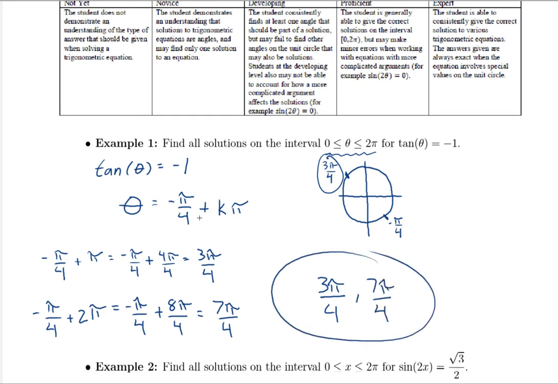Now, notice what I did though. Even though they only wanted answers in here, I went ahead and wrote out the form of the infinitely many solutions. I wrote that out because then it helped me to produce the values that happened to be in the interval that was requested of me.